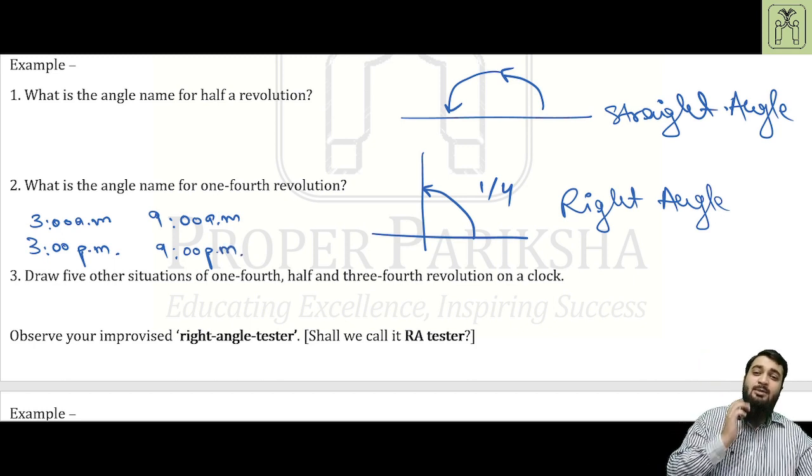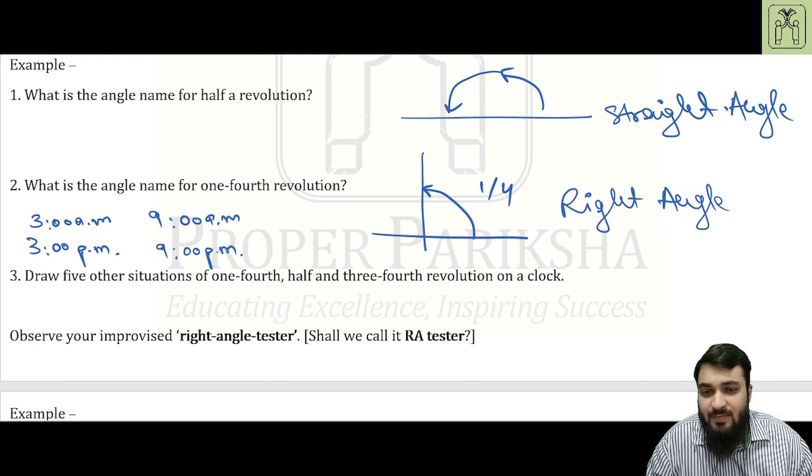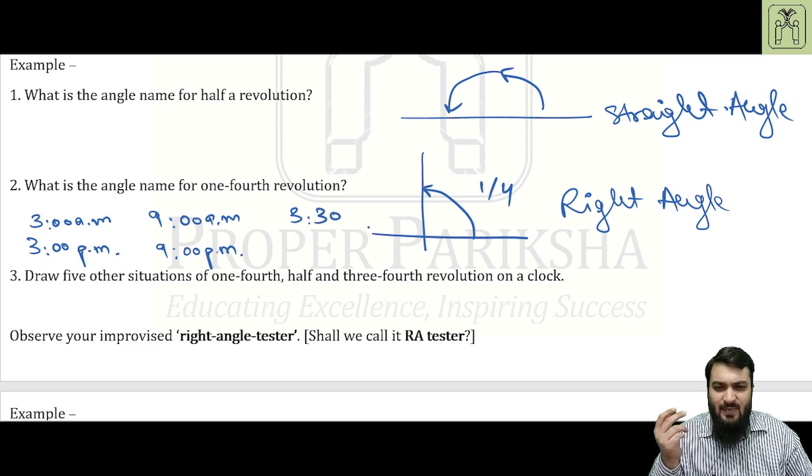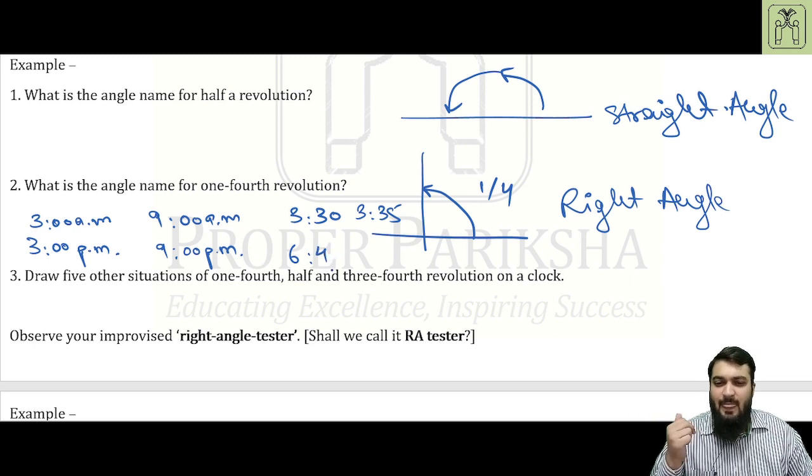And what else can it be? One more we need, 3:30, or you can write 3:35, whatever. 3:30 will also suffice, and you can write similarly 6:45. Okay, so this will also suffice.